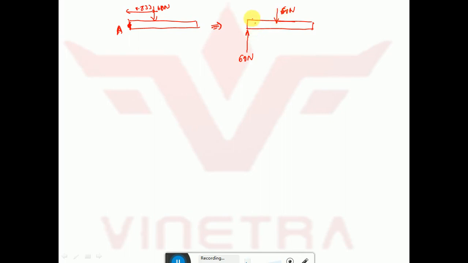So to cancel this force, I will add one more force acting in the downward direction exactly at point A, of magnitude 60 Newton. So a 60 Newton force is acting somewhere, I will give this point as X. If 60 Newton is acting at X, I want to transfer this 60 Newton from X to A by applying a force and a couple.